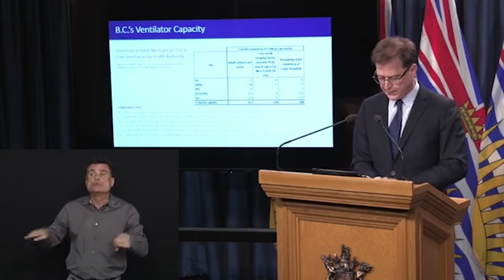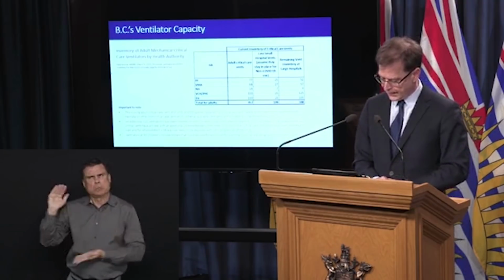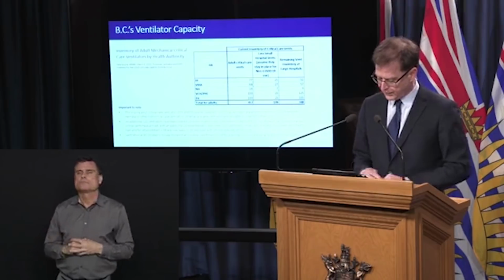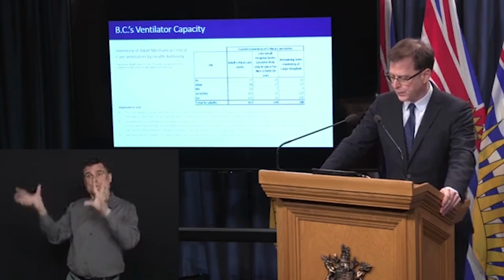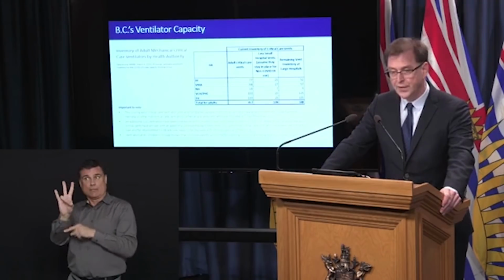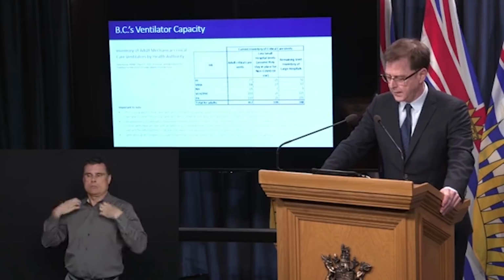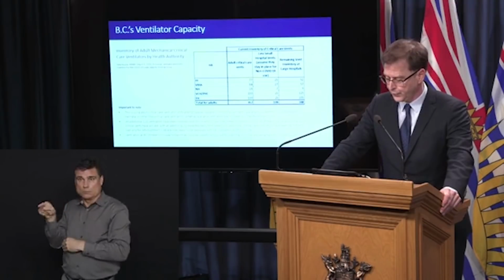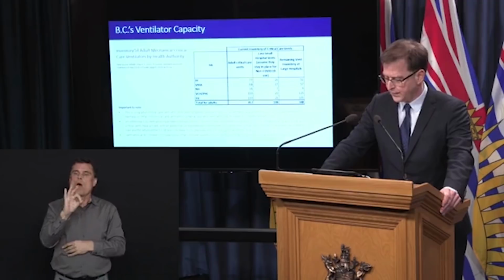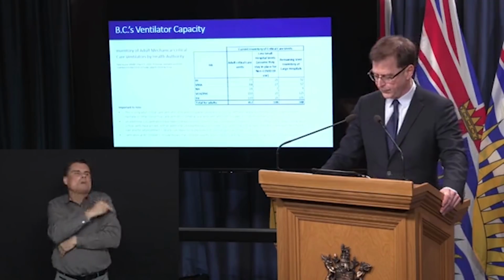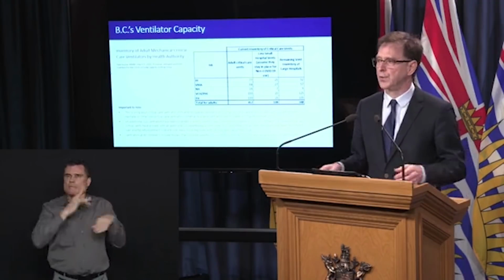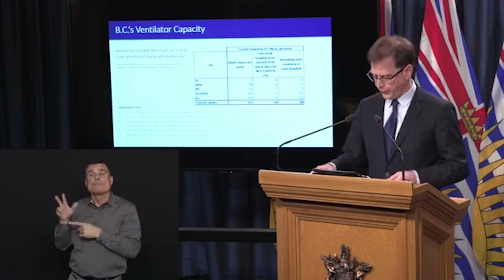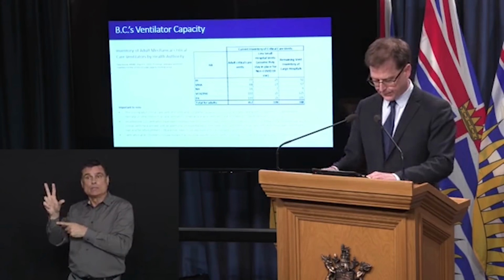So with that, you see that we have in total 457 adult critical care vents. 109 of those are in smaller hospitals or small hospital vents. And so that leaves us a total of 348 vents in the 17 hospitals that will be our COVID-19 centers, at least at the beginning.